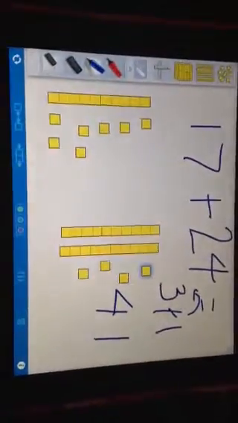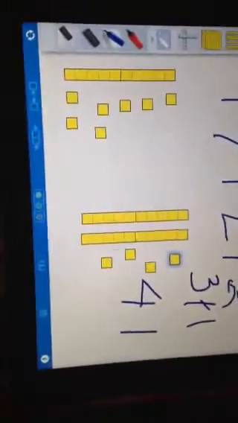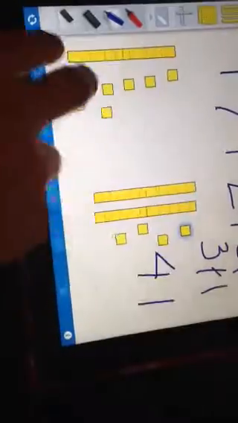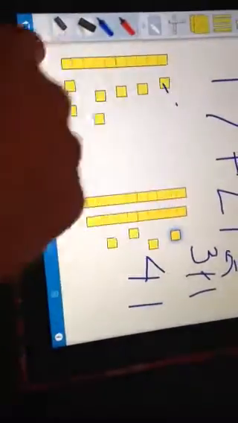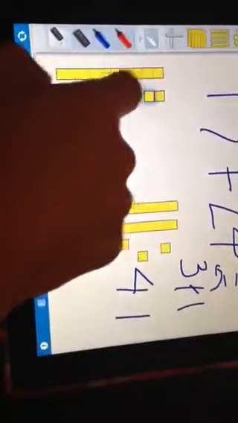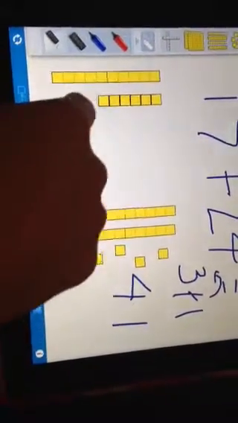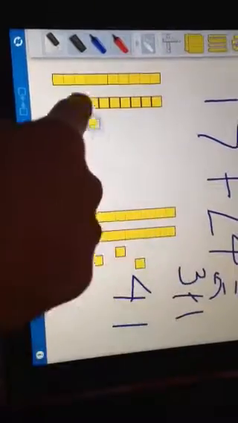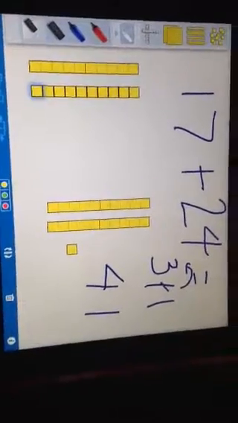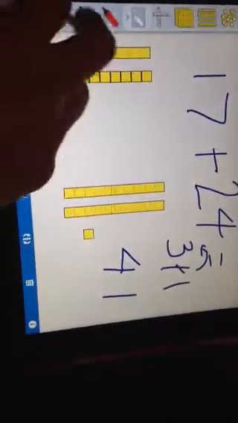After, I would just have them make sure that they're regrouping, and they're adding the ones position. I could have them put together a tens block and see how that can make 41 as well. So that could make 41. So that's our addition. Now we need to do subtraction.